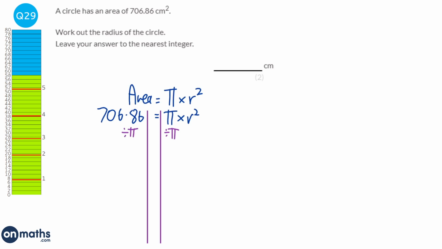So when I divide that by pi, I get 225.000 blah blah blah. Very close to 225. Then I want to get rid of this squared here. So to do that I do the inverse, which is square root. And square root of 225 is 15, and the square root of 225.000 blah blah blah, whatever was in our calculator, is going to be 15.000, etc. So pretty much 15.